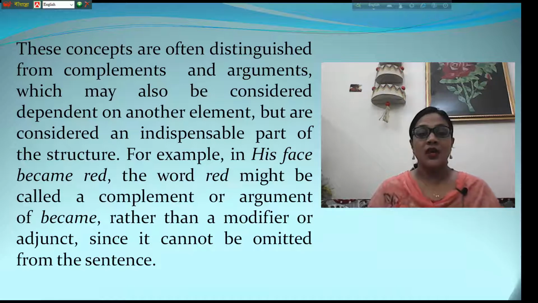For this reason, we cannot use red here as a modifier, and for this reason we can't omit the red from this sentence.